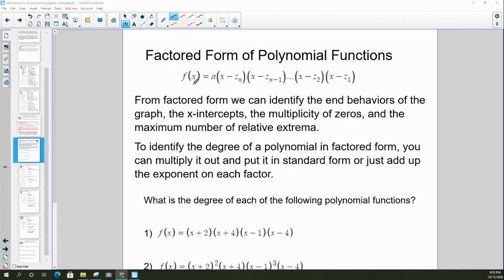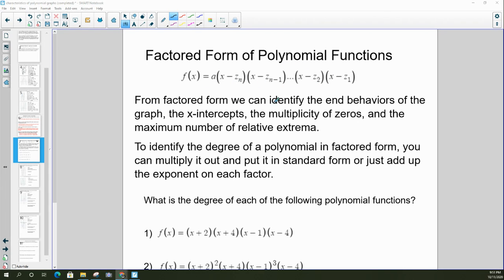All right, so here's factored form. We got A, the leading coefficient, and then all these factors, x minus z. I use z for zero, the x-intercept, so they're related there. How many factors are there going to be? The factors should match up with the degree, because the degree will match up with the number of x-intercepts, and factors relate back to the x-intercepts. So if the degree was 10, we'd have 1 factor, 2 factors, 3 factors, 4 factors, all the way up to 10 factors.